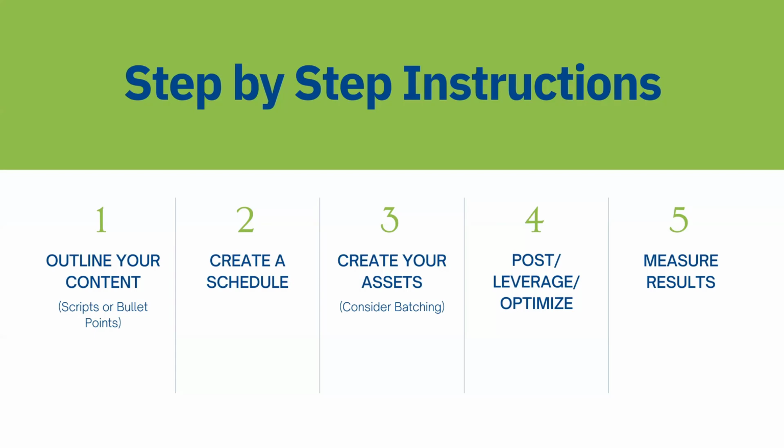So simply outline your content, do your scripts or bullet points, create a schedule, create your assets, consider batching it on one day or over a period of 2 days, depending on how much content you're creating, post it, leverage it, optimize it, and then measure your results. This works. It's not an overnight automatic, you're just a sensation out there, but it takes on legs of its own. It is amazing. And I see it work all the time.